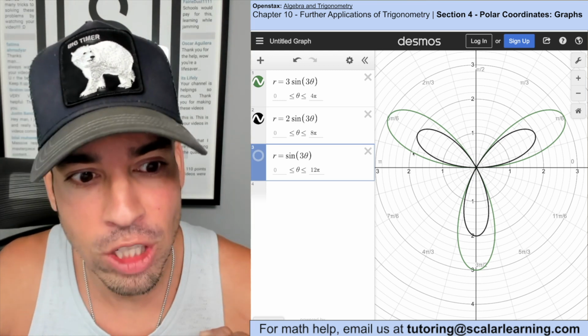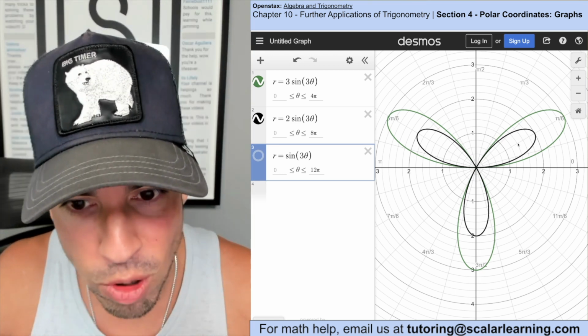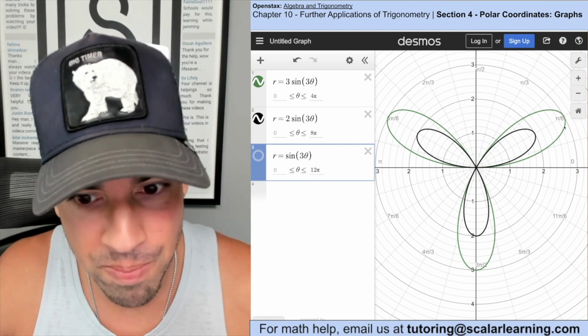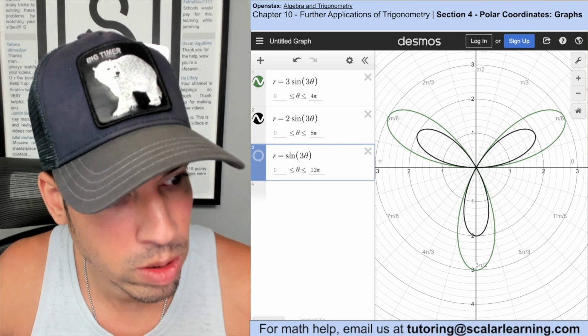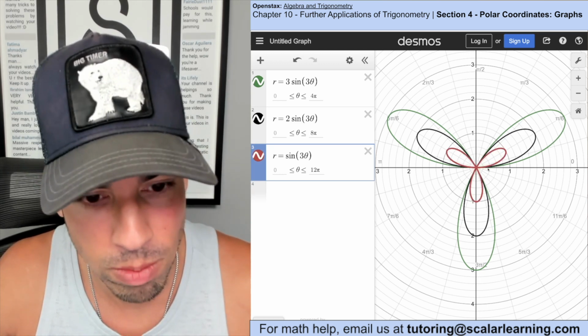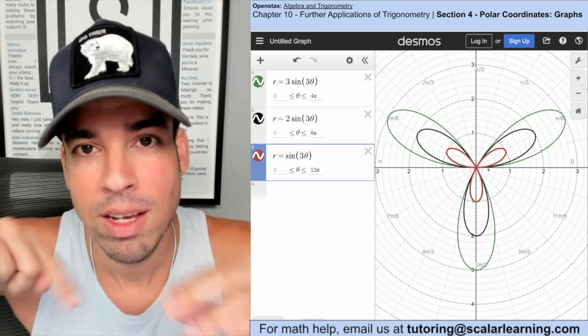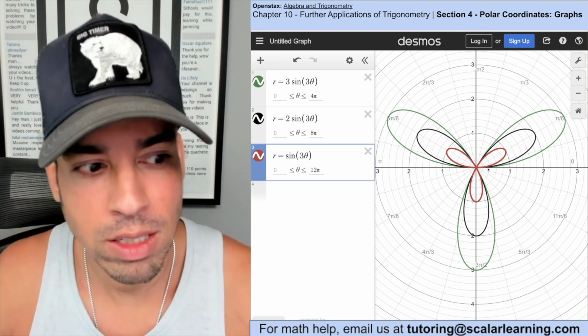So the coefficient seems to relate to the length of the longest part of the petal, right? You notice there's a 3 there, it goes out to 3. Now there's a 2 here, it goes out to 2. So with this one with no coefficient, I assume it's going to go out to 1. Let's see, and boom, that is confirmed. So it shrinks that length of the petal at the longest point of the petal. So that's how you can compare.